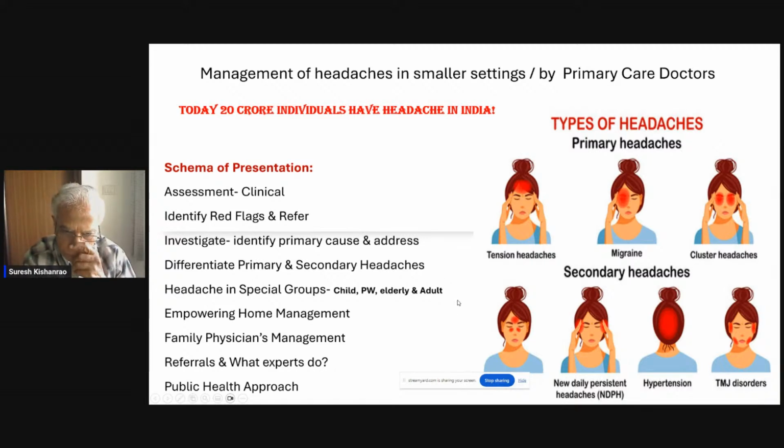Then we will also talk of three or four special categories of people where headache needs to be viewed differently, that is children, pregnant women, the elderly, and the average professional adult particularly. Though many people would have tried something at home, you need to empower not only the individual but the family which comes with him or her to do better home management. Finally, your own medical therapy, we will come to that a little later, and a passing mention of what an expert would do if you refer a case and what the public health approach in the country is for managing headaches.